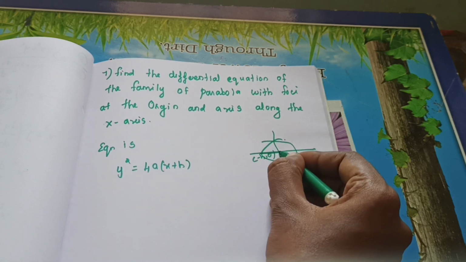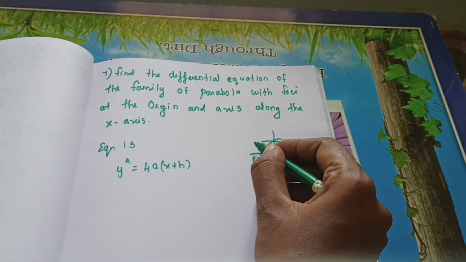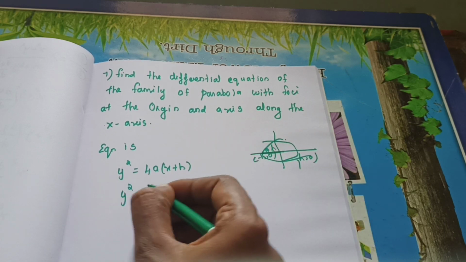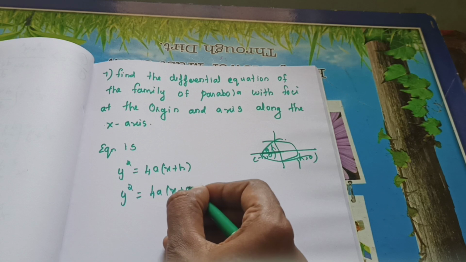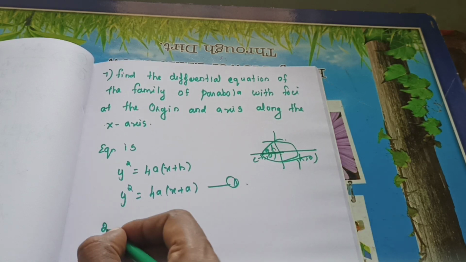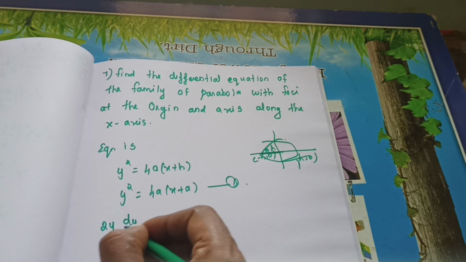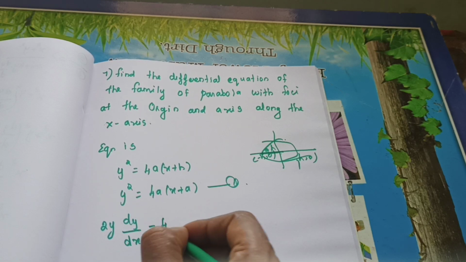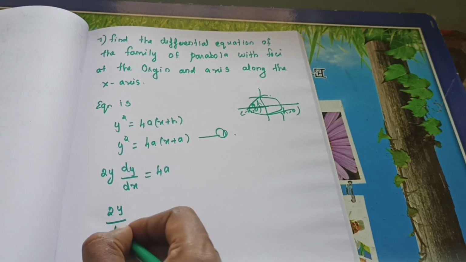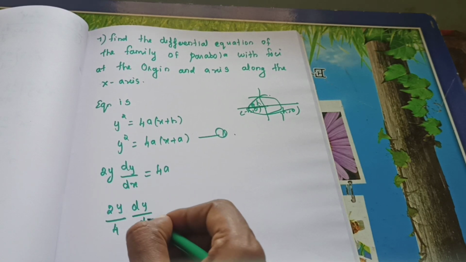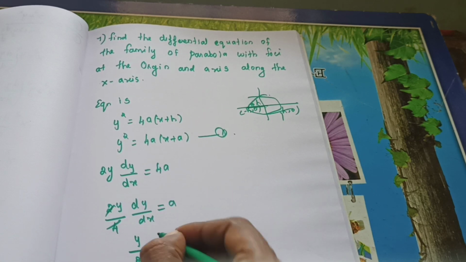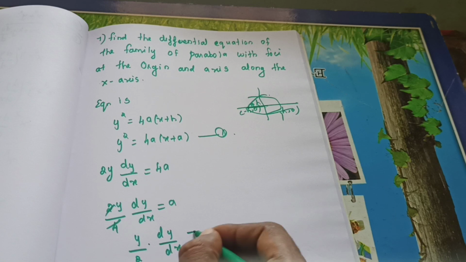The distance from here to the origin is h, which here is a. Is it right? It is a. So y square is equal to 4a into (x plus a). In the place of a, h is a. It's equation number 1. Now simplify, differentiate: 2y into dy by dx is equal to 4a. So bring this to here, 2y by 4 into dy by dx is equal to a. So y by 2 into dy by dx is equal to a.